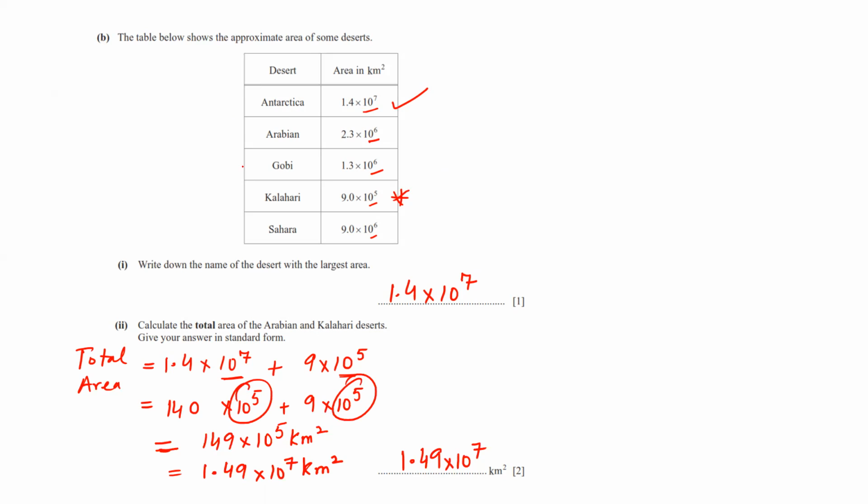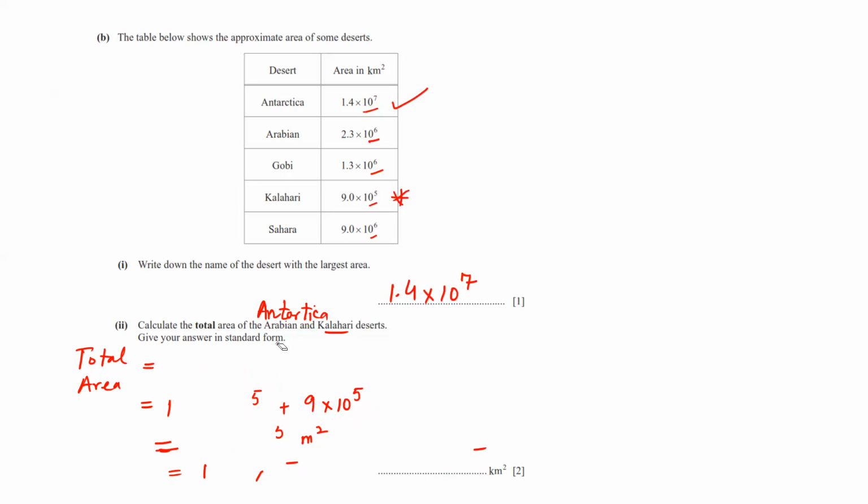Okay, sorry. In this question, I have made a mistake. I have added Antarctica and Kalahari Desert. So no, this is not the right answer. I will be doing it again for you. So you have to add the Arabian Desert. Sorry, my bad. I apologize. So Arabian Desert is 2.3 into 10 to power 6 plus Kalahari is 9.0 into 10 to power 5. So do it the same way.